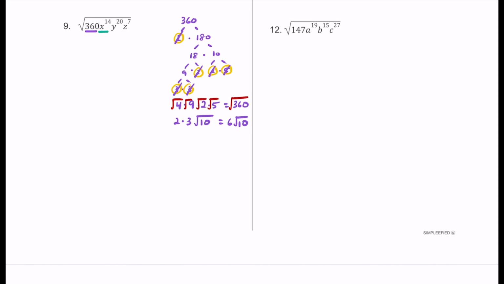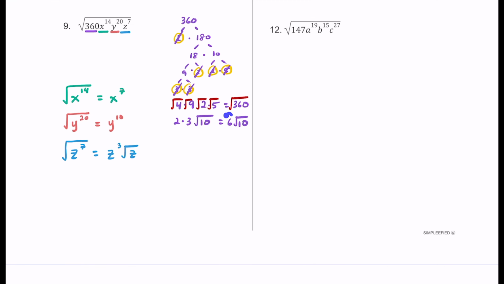Now for x to the 14th power, if we take the square root of x to the 14th power, it's an even exponent, so it's just x to the 7th power. Then the square root of y to the 20th power is also an even exponent, so it's just y to the 10th power. And then finally, for z to the 7th power, that's an odd exponent. So if we take away 1, that's z to the 6th power. The square root of z to the 6th power is z to the 3rd power, right? And then we have one extra z hanging out inside here because it didn't have a partner.